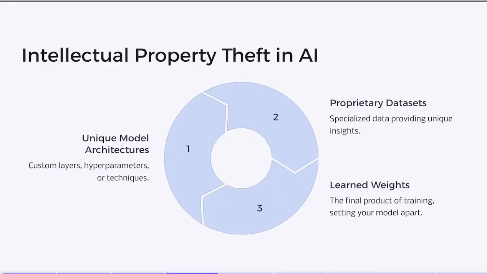Moving on to intellectual property theft and economic repercussions. In AI, your intellectual property often consists of unique model architecture, custom layers, hyperparameters, or techniques. Then you have proprietary data sets, specialized data that gives you a unique vantage point, and you have learned weights, the final product of all that training, and this is what truly sets your model apart. Now, when these elements are stolen, the economic fallout can be massive. For instance, a startup that spent millions training a language model might see a competitor release an almost identical product at a fraction of the cost.